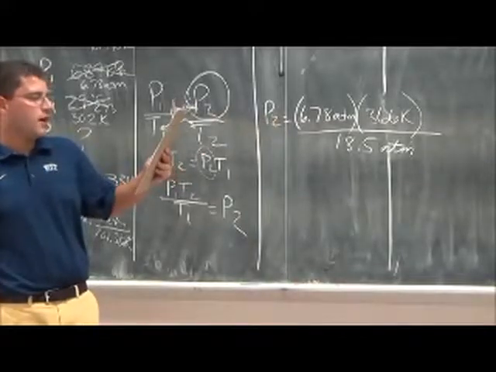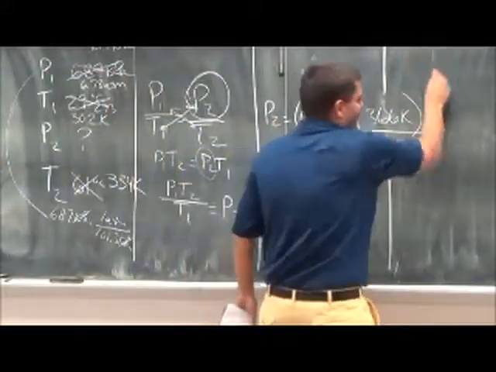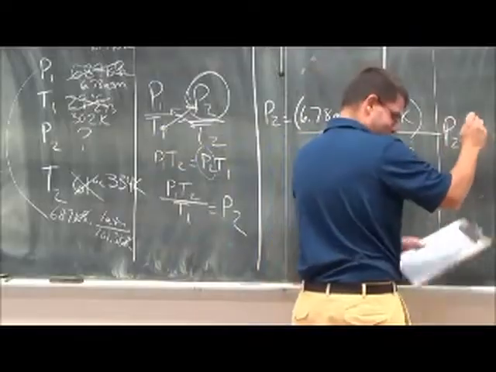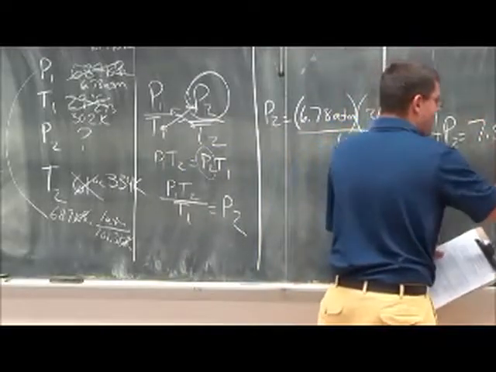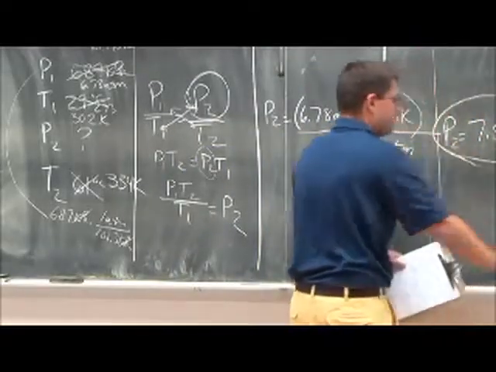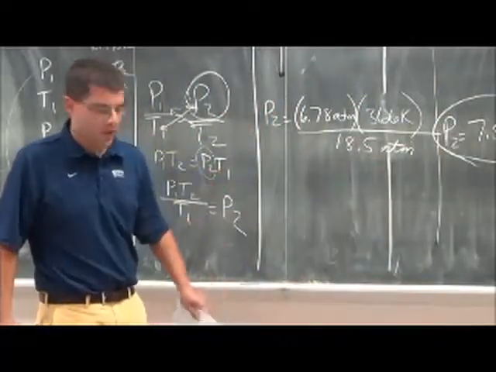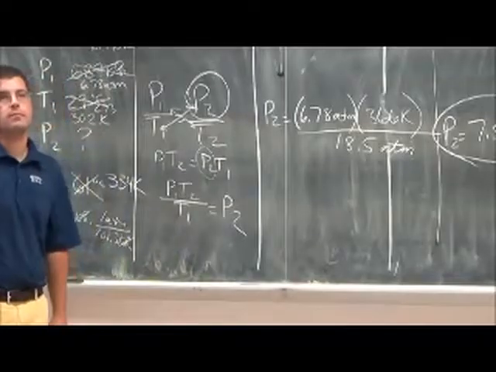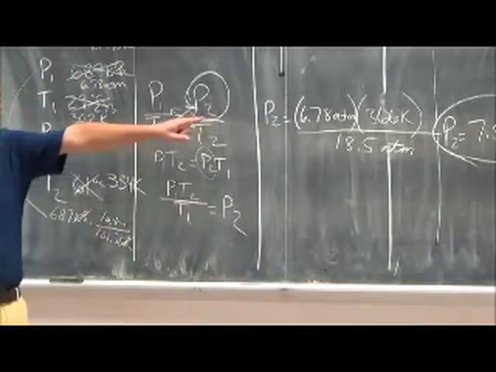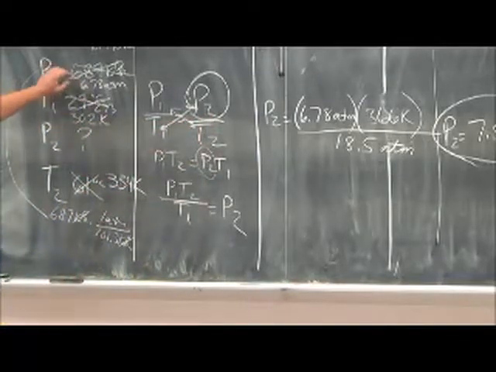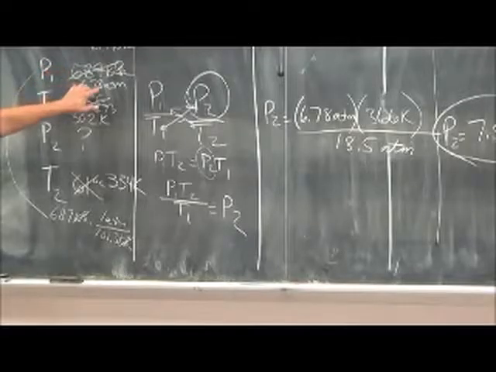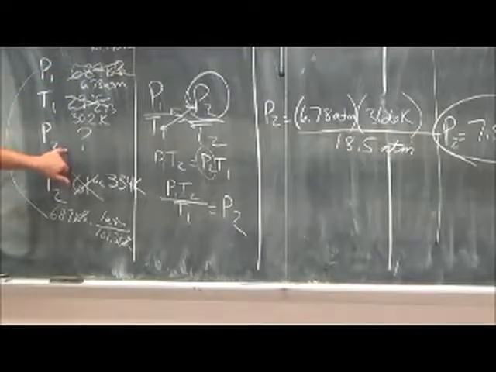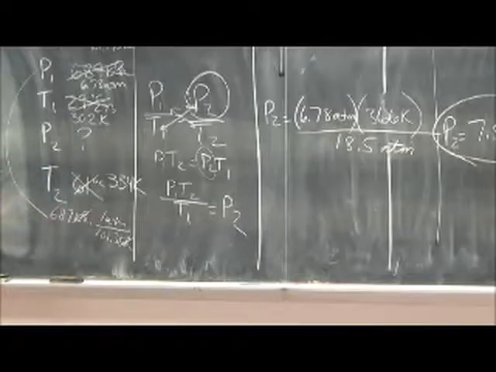So when you get the final answer, you're looking at a pressure of P2 equals 7.5 atmospheres. Okay? P2 is 7.5 atmospheres. So let's check the work. Let's check our work. 6.78 atmospheres is the pressure. P2 is 7.5. Temperature goes up also.